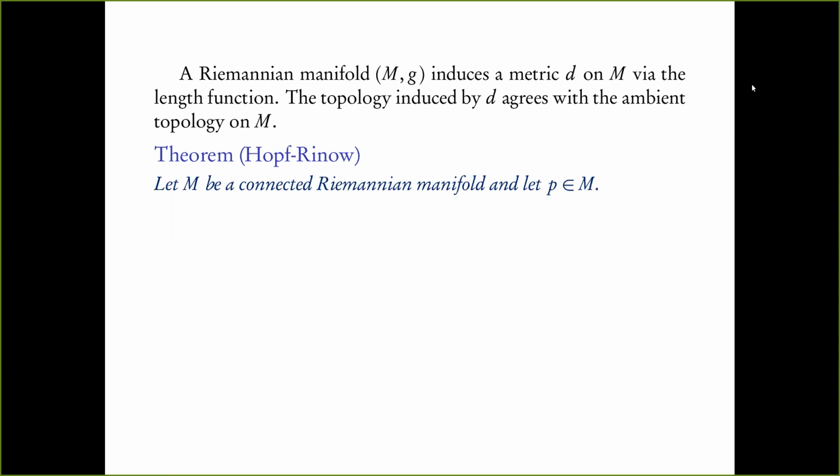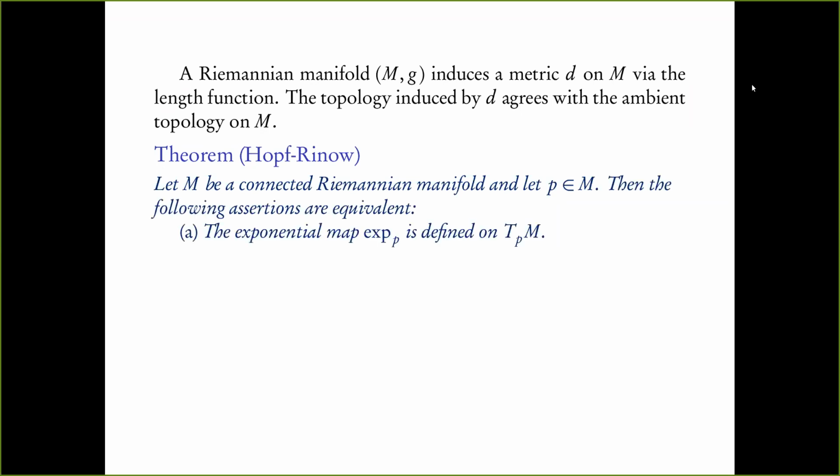So let M be a connected Riemannian manifold and let P be a point in M. There are several versions of the Hopf-Rinow theorem. They're more or less equivalent. This is the version which is there in do Carmo, for instance. So then there will be 4 assertions, A, B, C, D, and all 4 are equivalent.